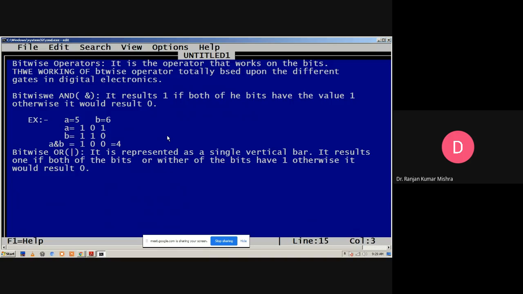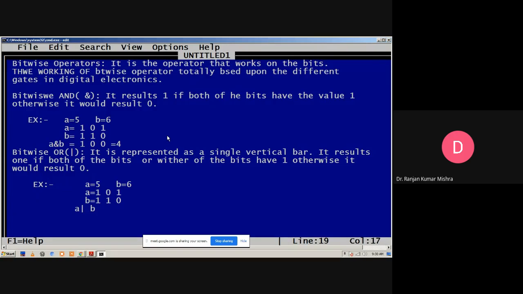For example, let us consider an example. Suppose again we use the value of a equal to 5 and the value of b equal to 6. Now we have to convert these two values into Boolean form, that is 1 0 1 for a, and second is b, that is 1 1 0. Now we have to find the value of a OR b.